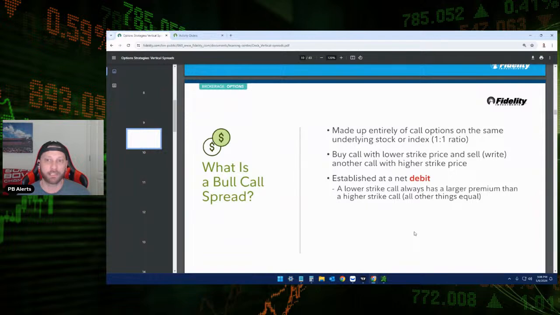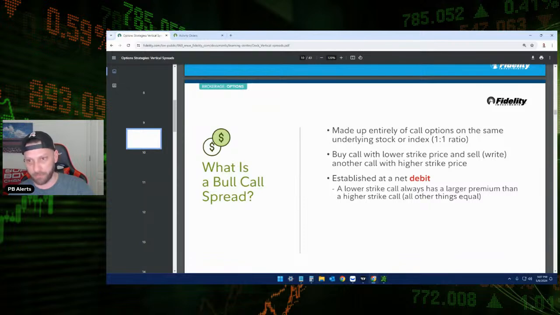It's made up entirely of call options on the same underlying stock or index, but we use it on stock options. Buy a call with a lower strike price and sell another call with a higher strike price. With the debit spreads, the one you're buying is always going to have the lower strike, the strike that is closer to the money. Unlike credit spreads, where the strike you're selling is closer to the money, with debit spreads, the one you're buying is closer to the money.